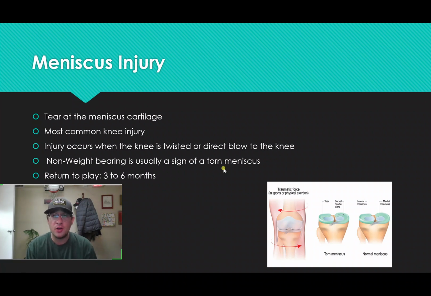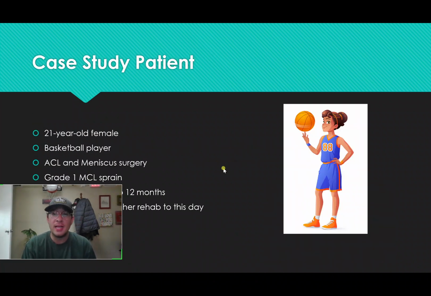So if you see them can't put weight on their knee, definitely get out there, help them off the field, make sure they don't put any weight on that knee, keep their leg extended so that the bones won't rub against each other and make it a little bit more difficult for that meniscus tear to be identified. The return to play for this is 3 to 6 months, so it's a little bit shorter than the ACL, but it's definitely going to be the same process in the rehabilitation just as well. We'll get to that in a minute. Right now, we are going to look at the case study, my case study patient.